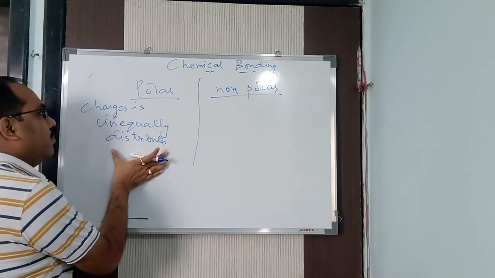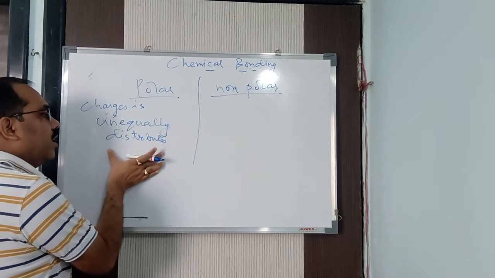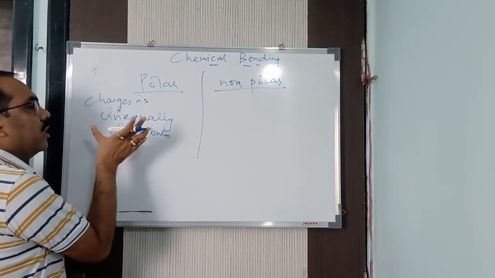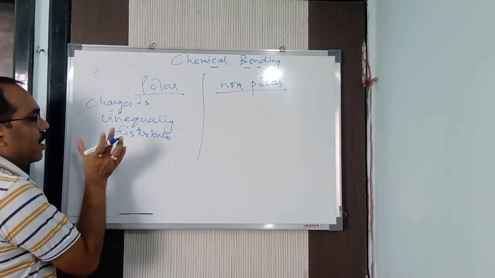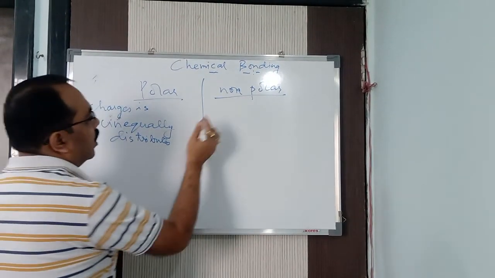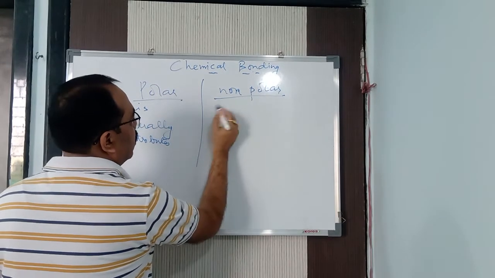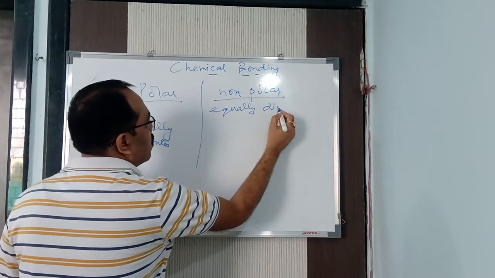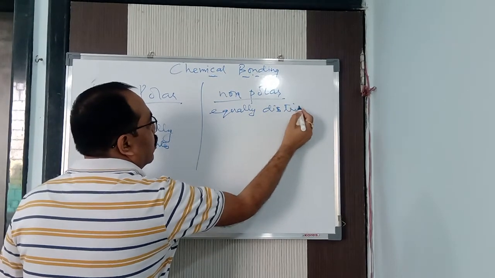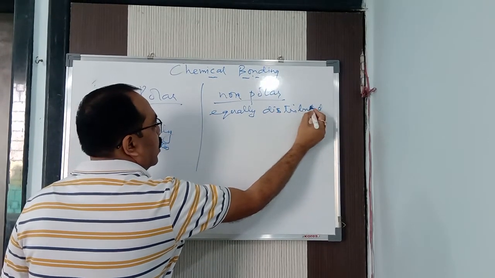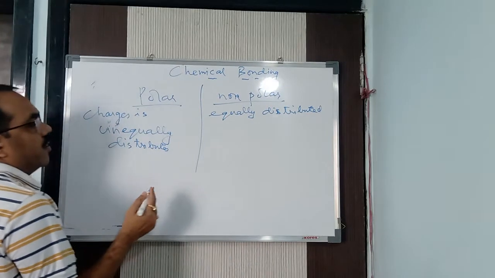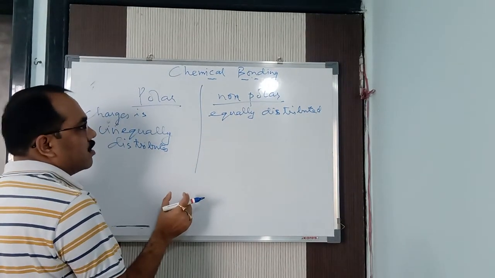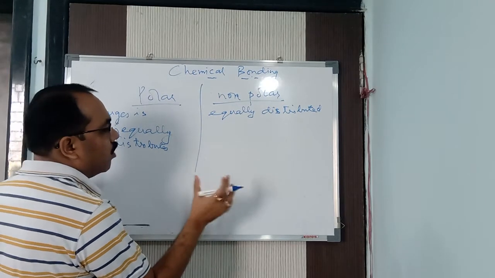So here also the same thing. When the charges are unequally distributed, it results in the formation of a polar covalent compound. If the charges are equally distributed, and by charge I mean electrons, between two or more atoms, then it is said to be a non-polar covalent compound.